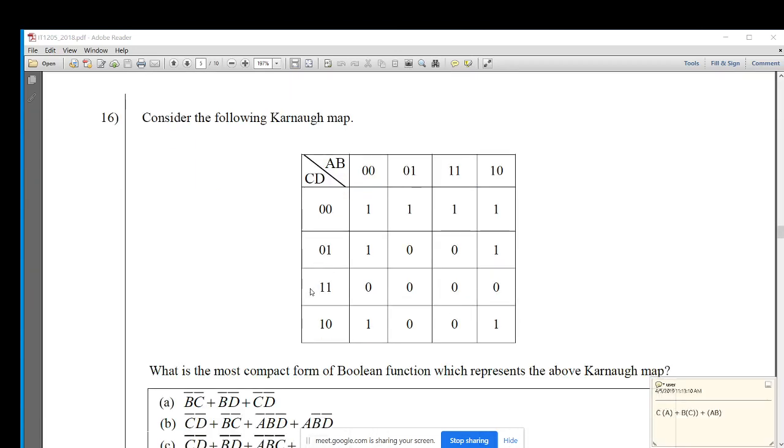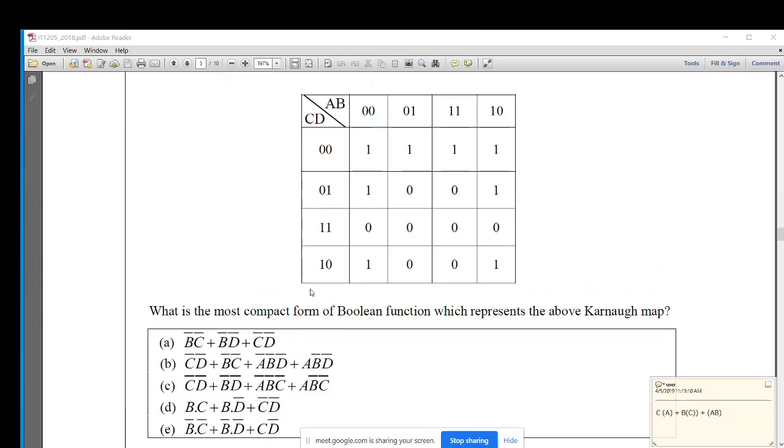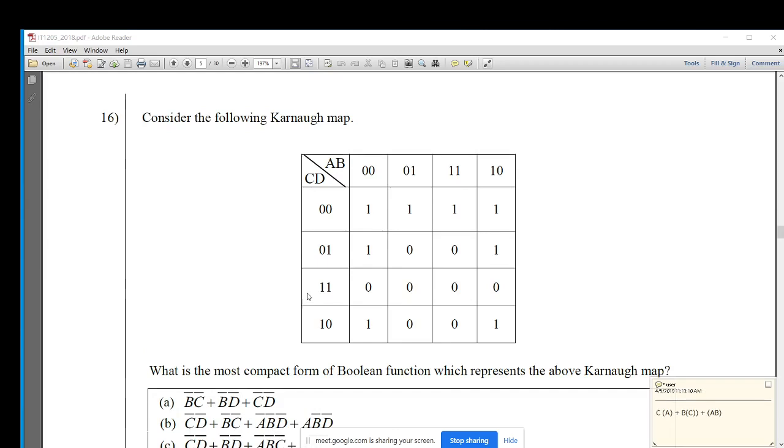Right, so that is a Karnaugh map question. What is the most compact form of Boolean function which represents the Karnaugh map? So in that kind of situation, you better bring a pencil so that you can do that in your paper itself. So that will save some time, right? Otherwise, you are wasting time.